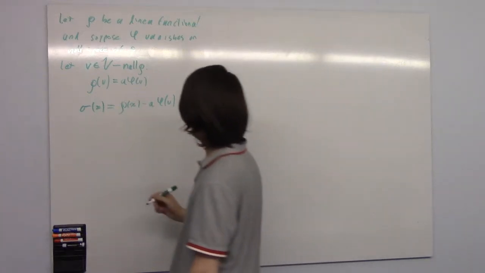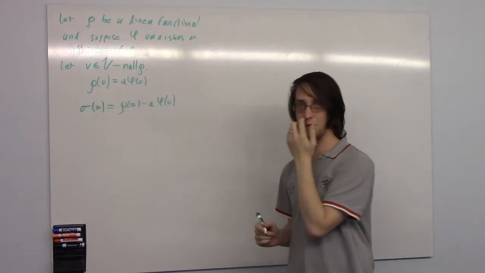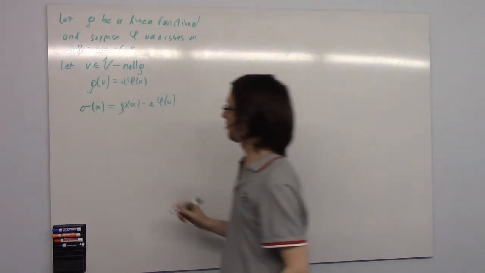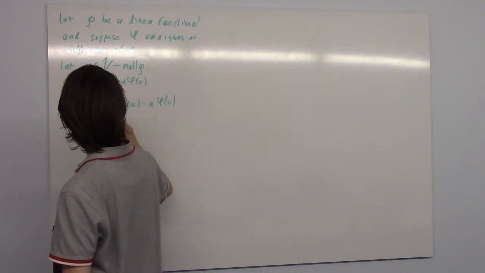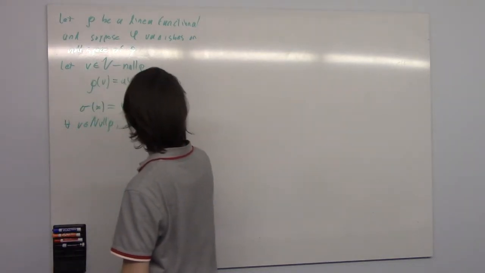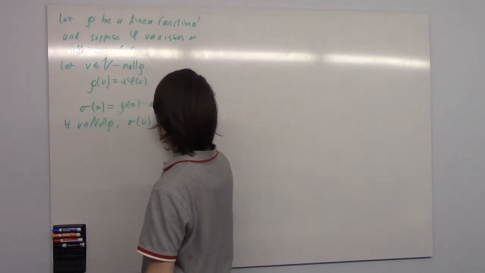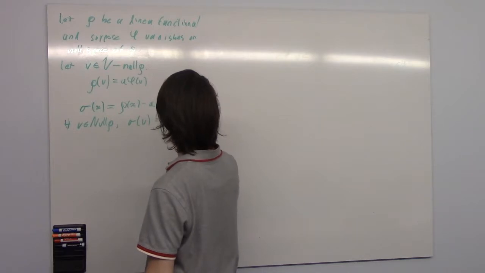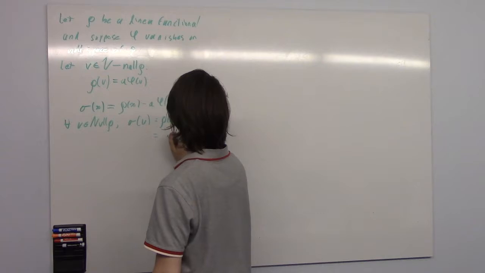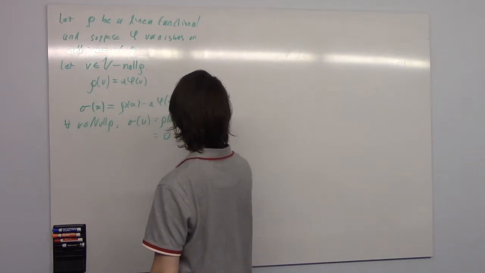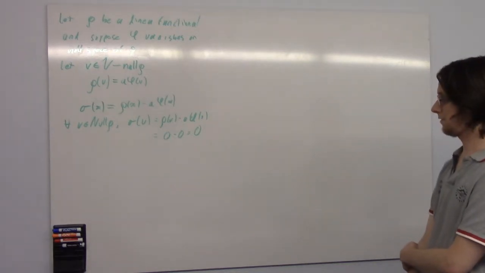Well, we know phi is 0 on the null space of rho. So for all V, an element of the null space of rho, sigma of V equals rho of V minus a phi of V, which is 0 minus 0, which is 0. That's nice.